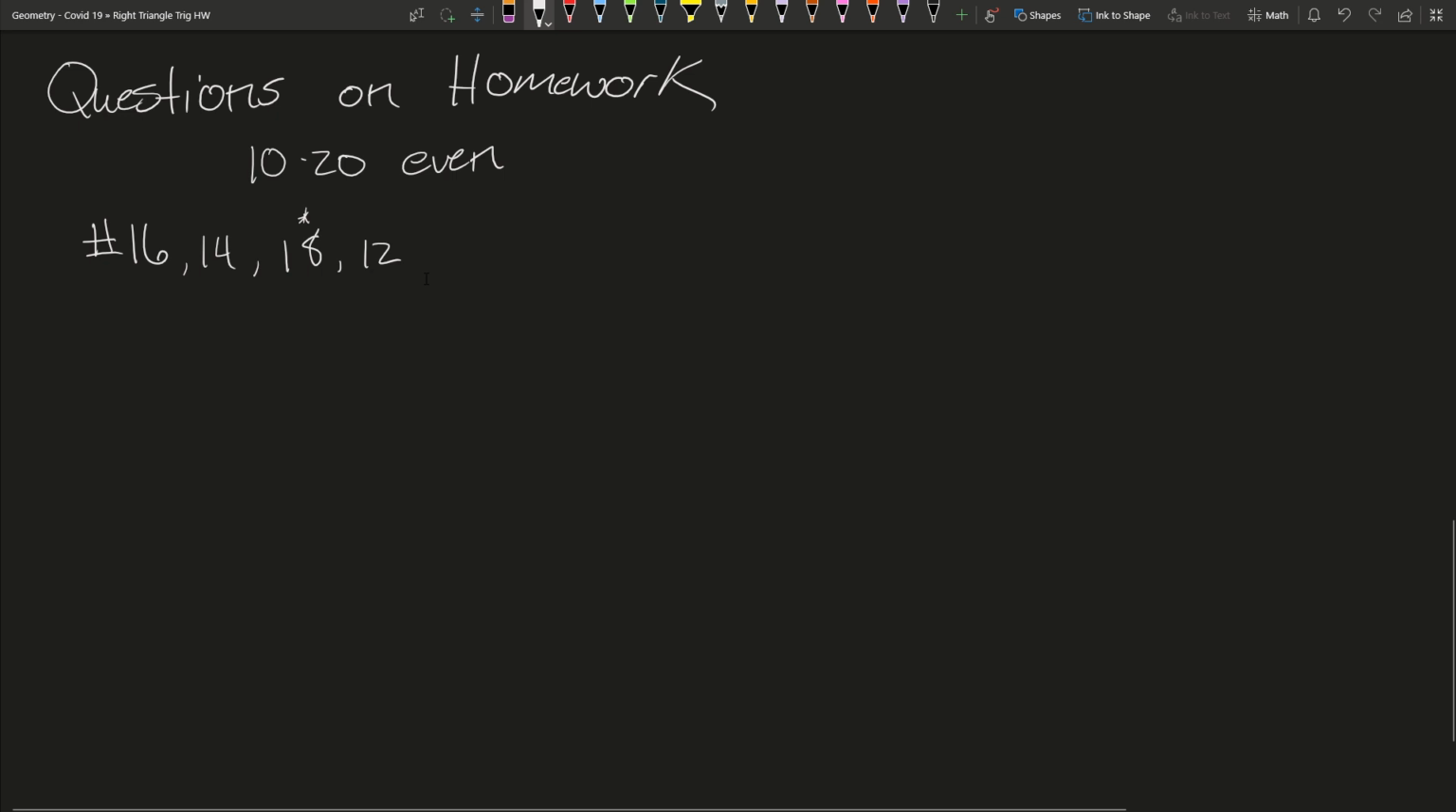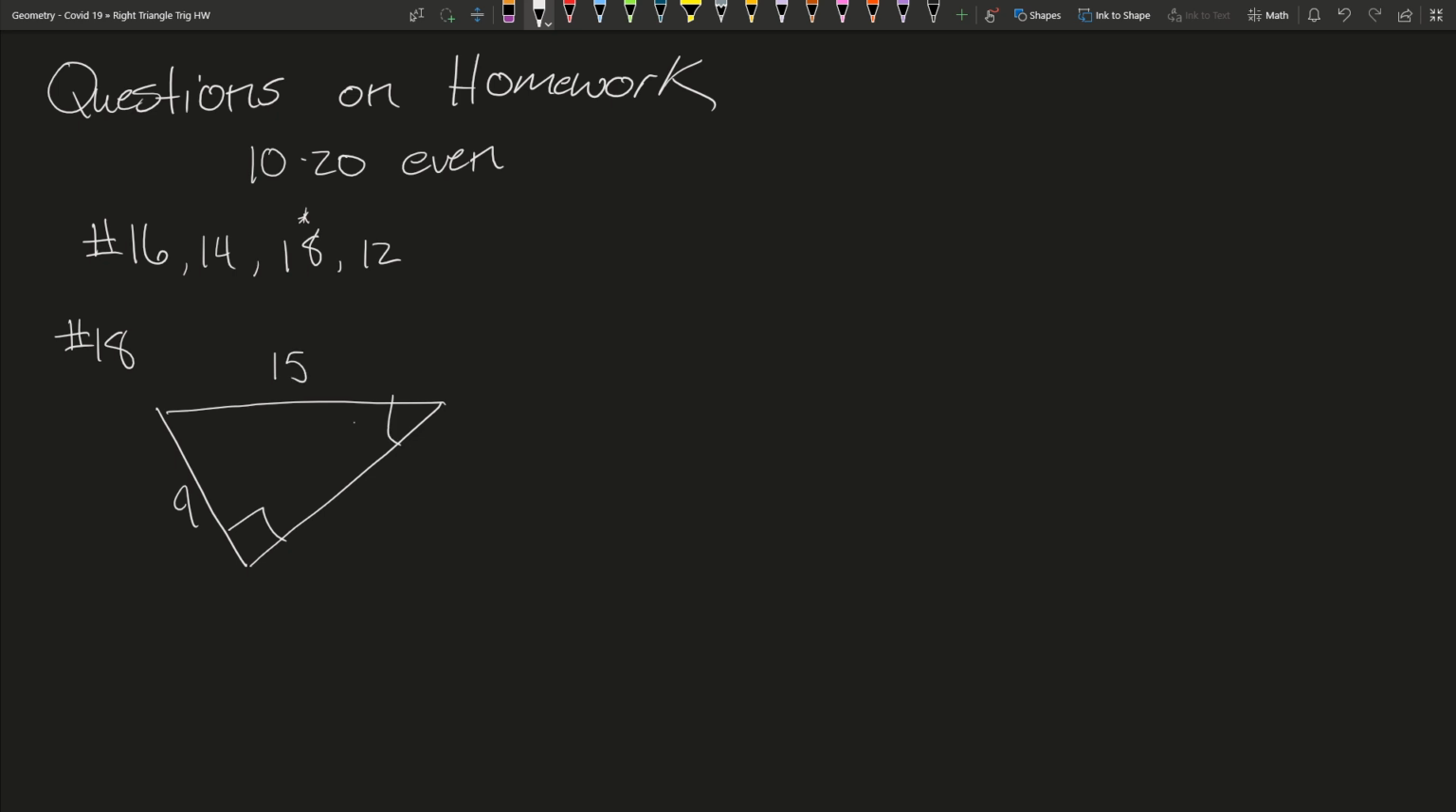I'm going to do number 18 first because that's actually one of the simpler ones. Number 18 gives you this diagram, and we're asked to find the sine of theta. You still do the same thing. We still need to know what sides we have and what sides we don't. We're dealing with this angle theta. In order to find the opposite side, draw a line from theta to the other side of the triangle. And the hypotenuse, if we draw a line from our right angle to the other side, that's our hypotenuse.